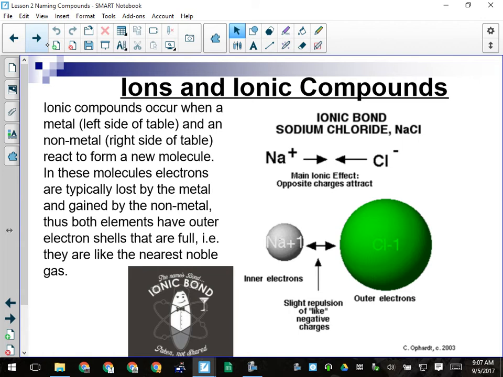Okay, so ions and ionic compounds. In an ionic compound, there's always going to be a metal and a non-metal. So if you're looking at a compound and it's got a metal in it, it is ionic, like a simple binary compound. Metals are always on the left side of the periodic table, and non-metals are always on the right side. What divides left from right?